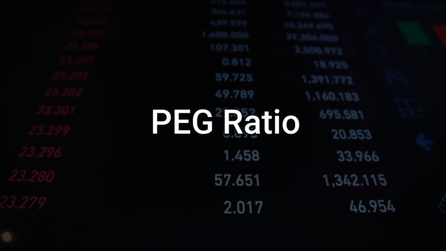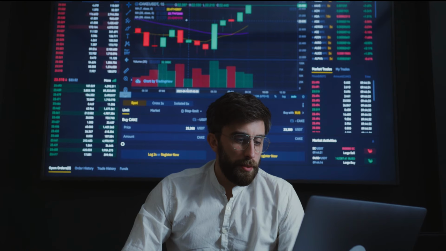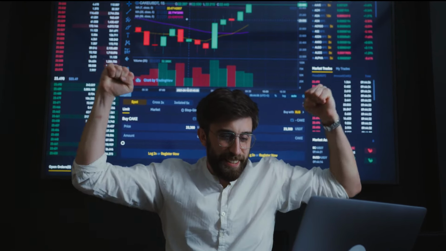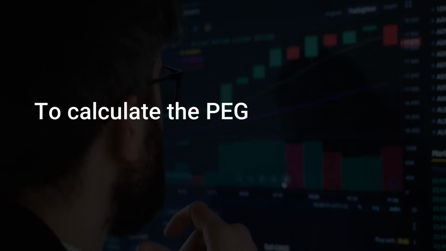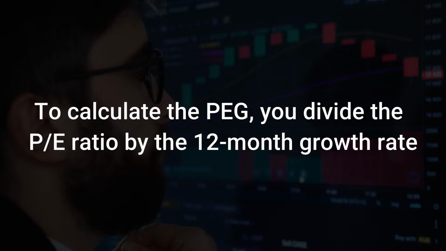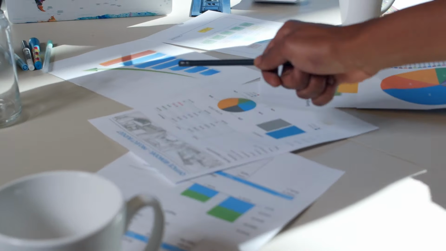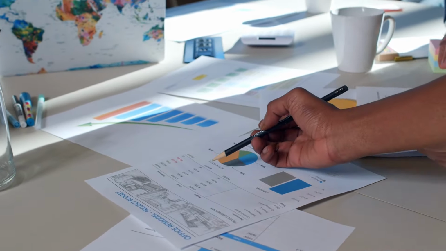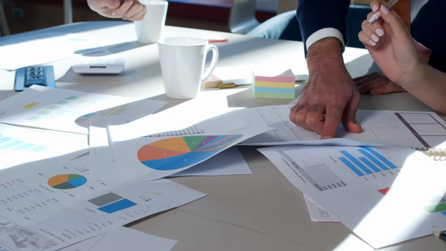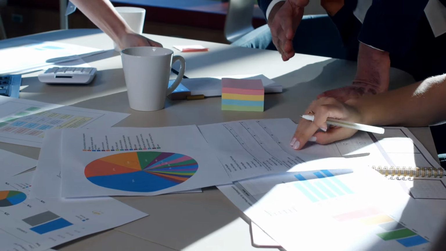PEG ratio. The price-to-earnings growth ratio takes the PE ratio a step further by considering the growth of a company. To calculate the PEG, you divide the PE ratio by the 12-month growth rate. You estimate the future growth rate by looking at the company's historical growth rate. Investors typically consider a stock valuable if the PEG is lower than 1.